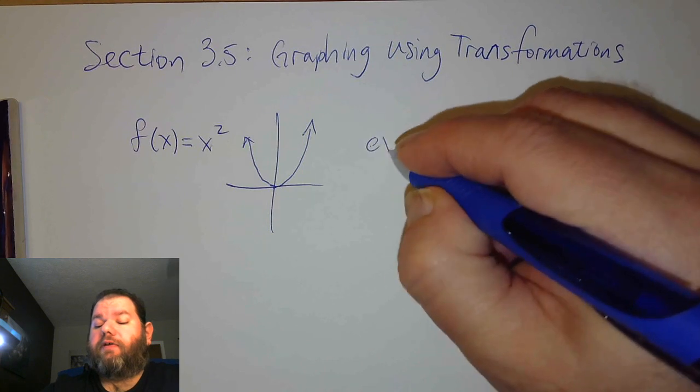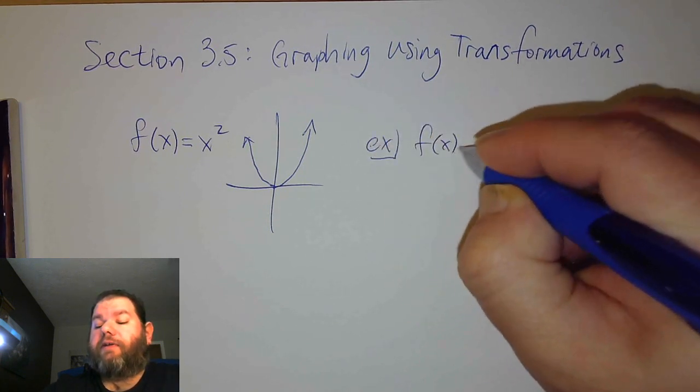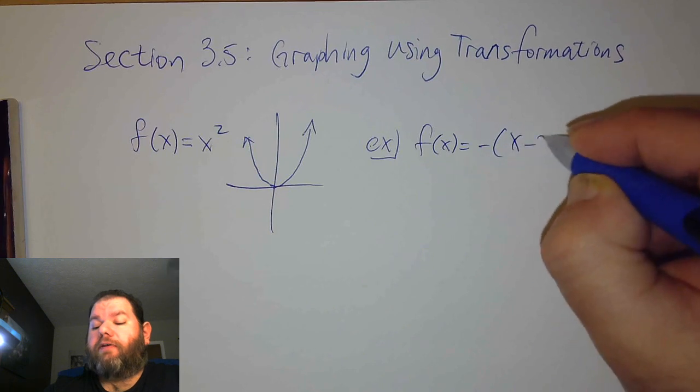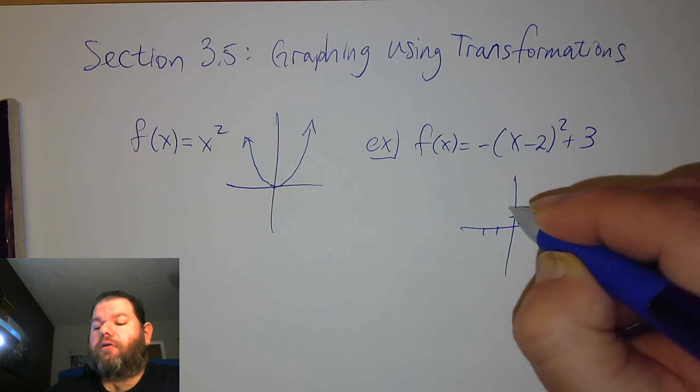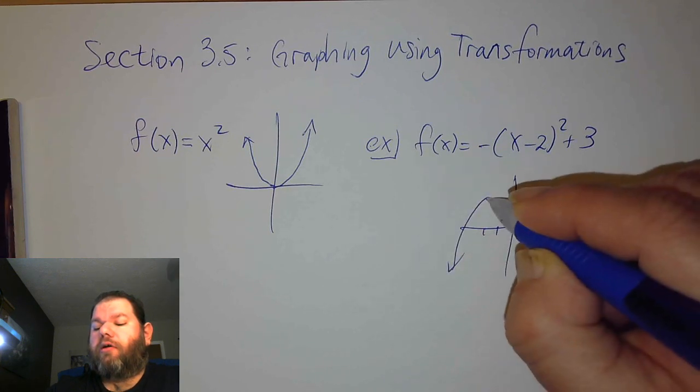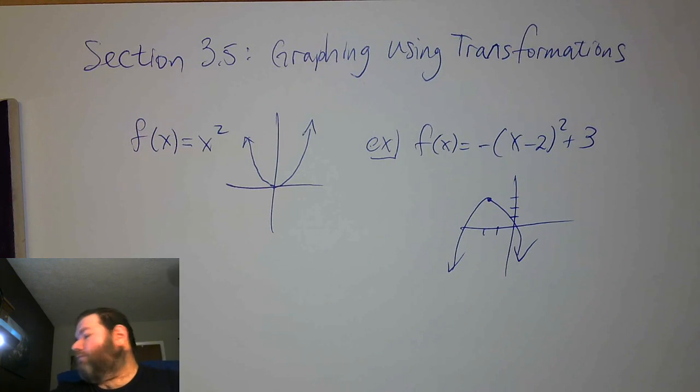For instance, if we had f of x is negative x minus 2 squared plus 3, that'll look like that. Okay, so that's the kind of thing that we'll build up to, because this one actually has 3 different transformations applied, because it's shifted horizontally, it's shifted vertically, and it's reflected. Reflected means it's flipped over from one direction to another. So, anyway, that's kind of what we're going to be dealing with in this section.